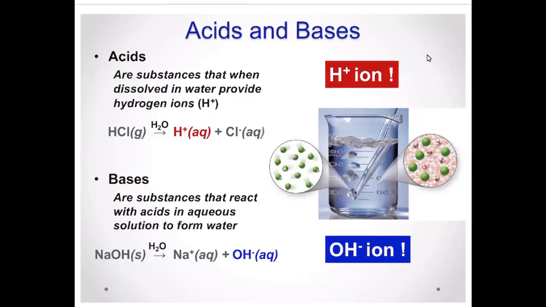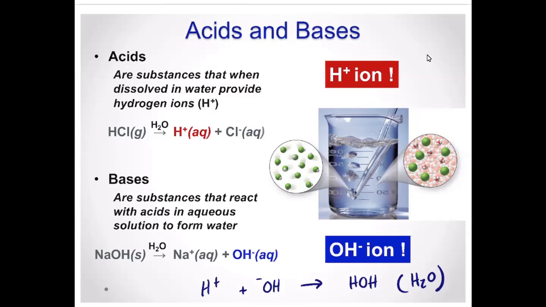Bases are substances that will produce hydroxide ions. This is one of your polyatomic ions. So sodium hydroxide is a base. When it's dissolved in water, you'll get sodium, but it's the hydroxide that makes something a base. And if you add an H plus and a hydroxide, what do you make? You make HOH, which is H2O, which is water. This is why acids and bases neutralize each other.